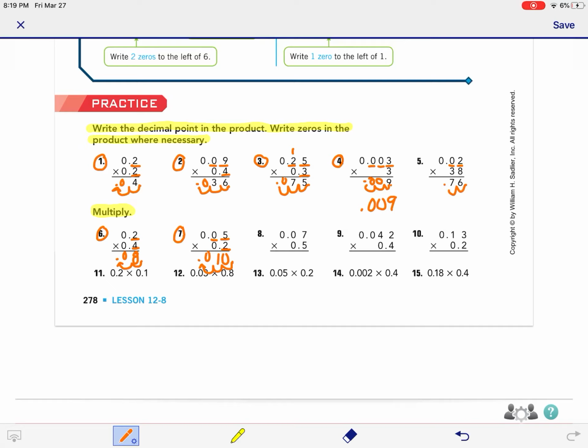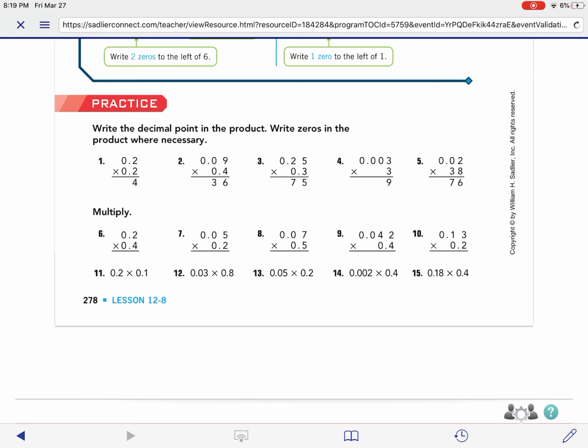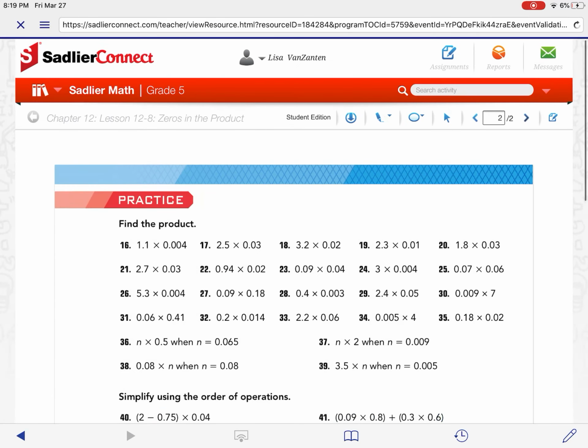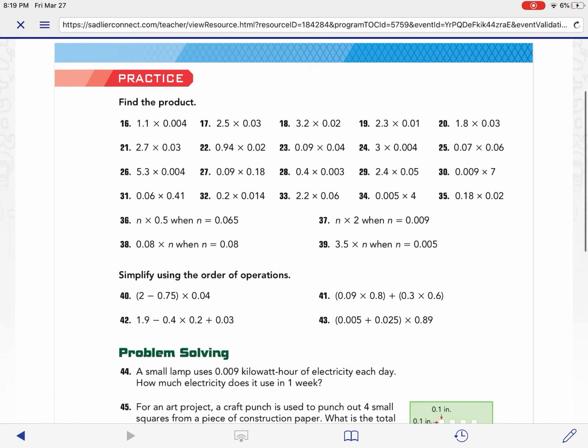Trying to see if there's anything harder here. Let me get out of here for 1 second. Go back. I'm going to pull this up. We're going to go to page 2. All right.